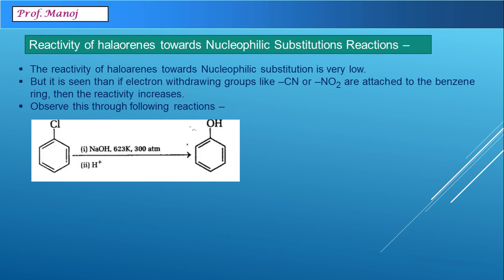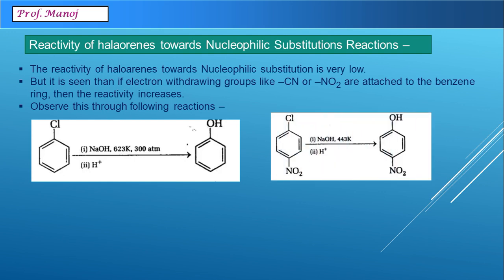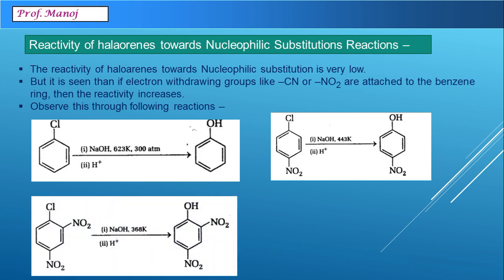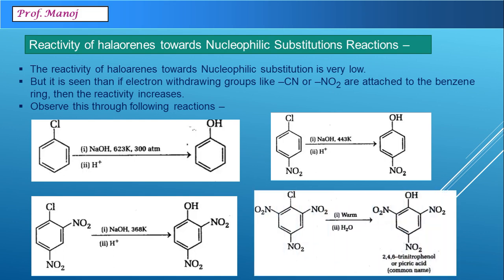You can see this is plain chlorobenzene where the conditions are 623 Kelvin and 300 atmosphere. Let us introduce NO2 group at para position. You can see now 623 is not needed and we just need 443 Kelvin. Imagine we put another nitro group and the temperature still comes down to 368. And let us put NO2 at all ortho and para positions. We don't need to record even temperature, mere warming is enough.